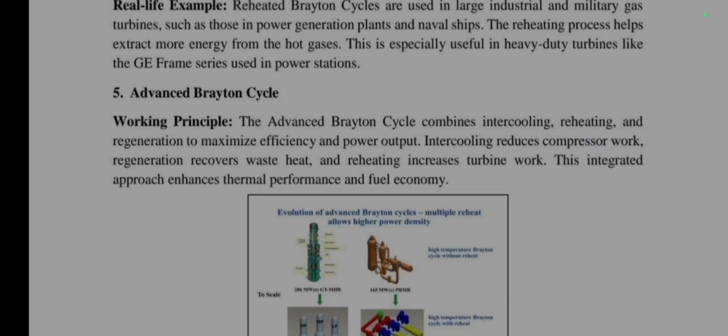Fifth one, advanced Brayton cycle. The advanced Brayton cycle combines intercooling, reheating, and regeneration to maximize efficiency and power output. Intercooling reduces compressor work, regeneration recovers waste heat, and reheating increases turbine work. This integrated approach enhances thermal performance and fuel economy.